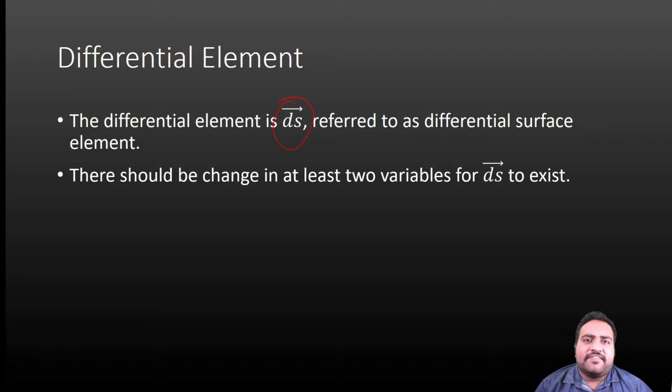Now, it is obvious that it should be changed. There should be change in at least two variables, but not just that. The change in variable should be closed. That is, where you have started, if you move along the tangent of the path, you should again come back to the same point. Only then you would be having a surface.